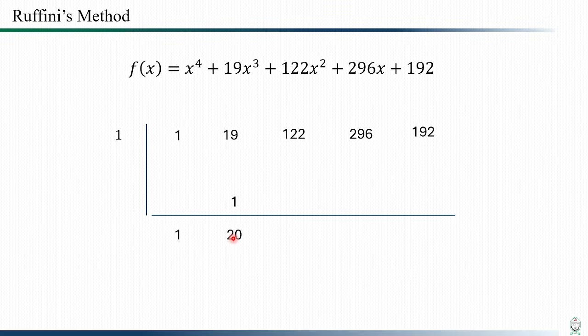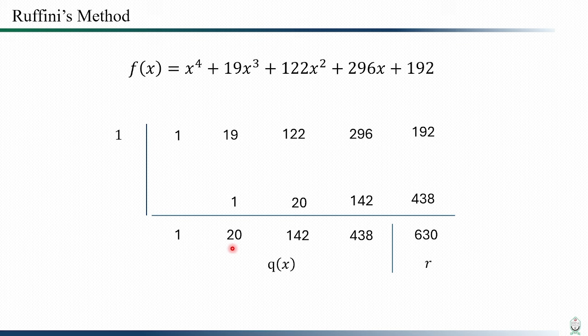That will give us 20. Next step is multiplying 1 with 20. That will give us 20. And again we will have to add these two terms. That will give us 142. Again we will multiply 1 with 142. That will give us 142. And we will add these two terms. That gives us 438. Again we will multiply this and place the value here and then do the sum.